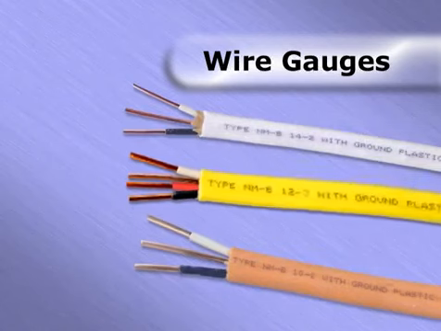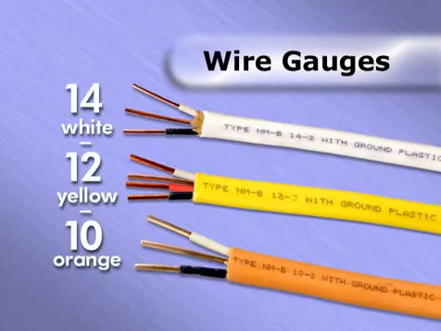It is also the current trend that different gauge wire cables have different color sheathing. 14 gauge is white, 12 gauge is yellow, and 10 gauge is orange.